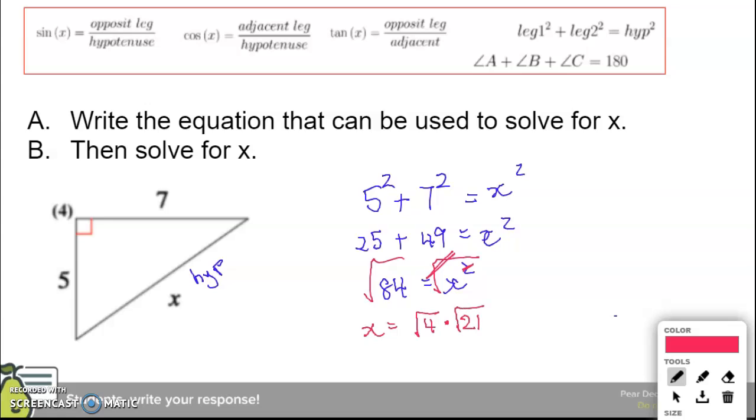Okay, is 21 divisible by any perfect squares? That's like 4, 9, 16, and so on. It's not divisible by 4. It's not divisible by 9. 16 is just too big, right? So therefore, this is the simplest version. So square root of 4 is 2. Root 21 is my final answer.